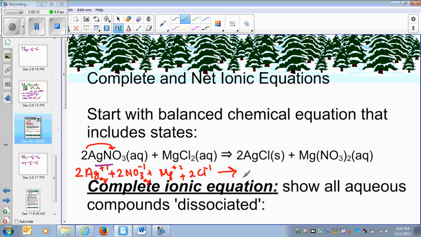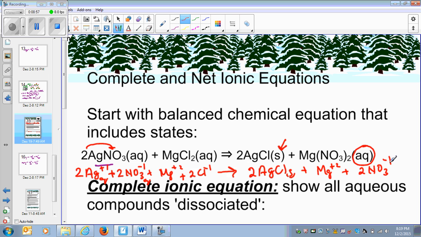In the product, you see that this solid means it is not split into ions. So I will not split that into ions. I'll keep it as solid. And the one that is AQ is the one that I need to split. So it will be Mg plus 2, and I have 2 nitrate ions. So this is a long ionic equation.